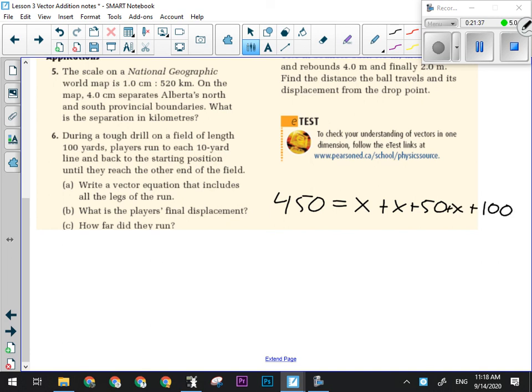Okay. What's x plus x plus x? 3x, exactly. Plus 50 plus 100. So really, 450 equals 3x plus 150. Can I solve for what x is? Is that the length of the first one? Can I figure out all the others then?